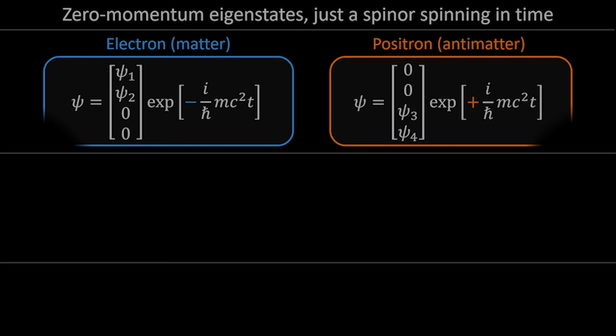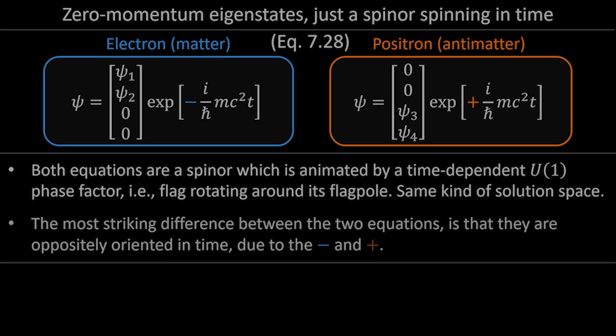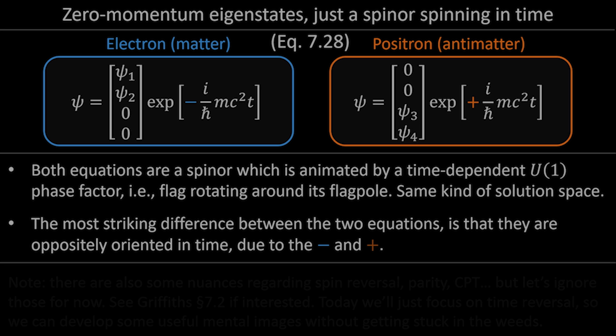Now then, what about the positron solutions? Well, in terms of the different possibilities for the flagpole orientation, it's exactly the same ideas as before. All the ways the flagpole can be oriented are encoded in the relative sizes of the components of the spinner and the complex phase difference between the components. Then that whole flag just spins around, same as before, but in the opposite direction due to the sign change in the exponential. So, you often hear positrons described as electrons that are moving backwards in time.